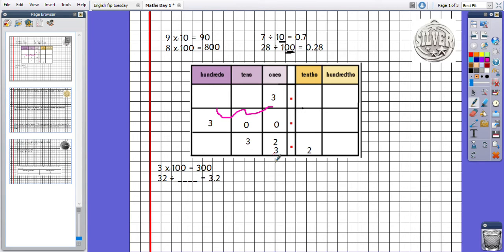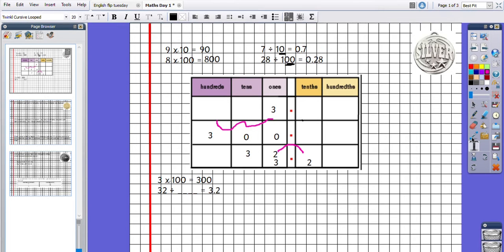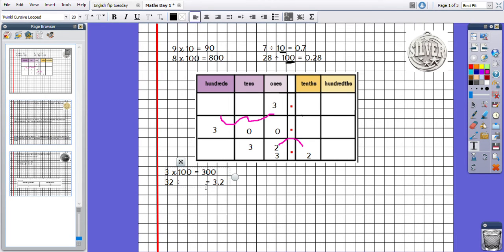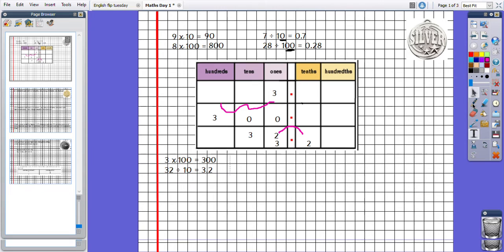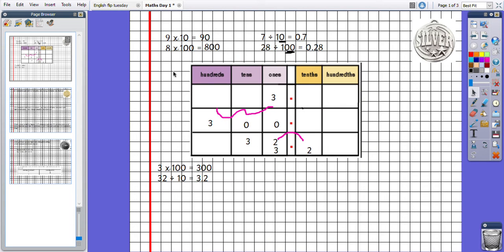I have moved my 2 1 place to the right. So I know, because 10 has 1 0 in it, that I have divided by 10. So your silver questions today are just like this. You are timesing and dividing by 10 and 100.